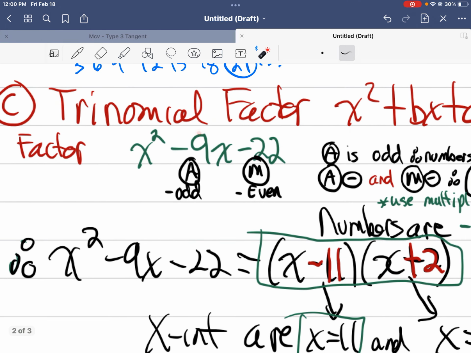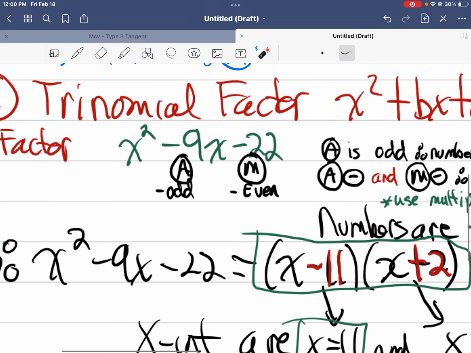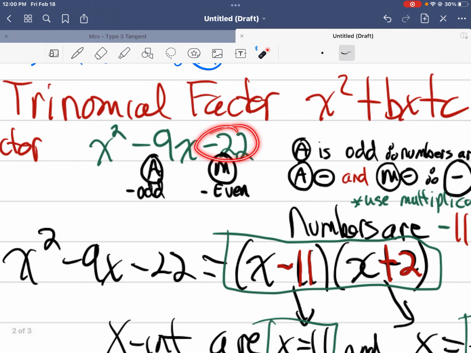Suffice to say that when you have ax squared plus bx plus c, where the number out front is a 1, you're looking for two numbers that add up to negative 9, or have a sum of negative 9, and multiply to negative 22. Now, how do you go about analyzing this? Well, I think you need to look at even, odd, and the signs, right? So negative 9, what kind of number is that? A negative number, but it's also an odd number. Now look at this one, negative 22, a negative number and even.